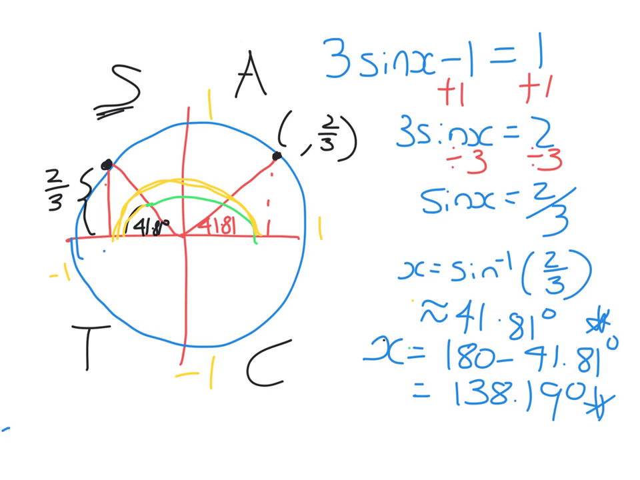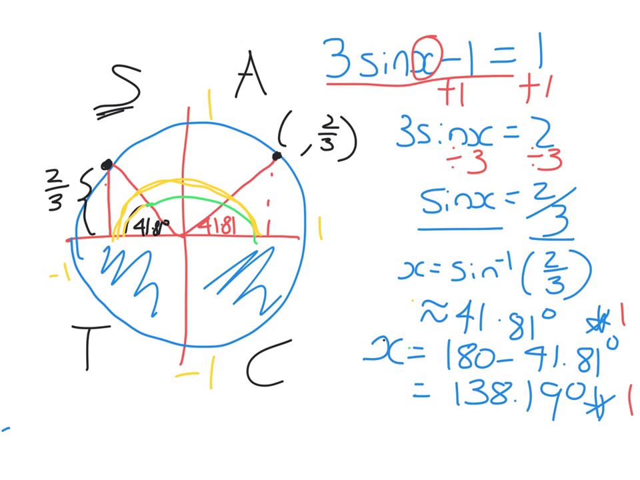I can't find any solutions in this quadrant because sine x won't be positive, it'll be negative. And I can't find a solution here because sine x will be negative, it will not be positive. So these are my only two solutions between 0 and 360. So again, if I substitute any of these solutions, this one or this one, for x into this equation, it will become true.